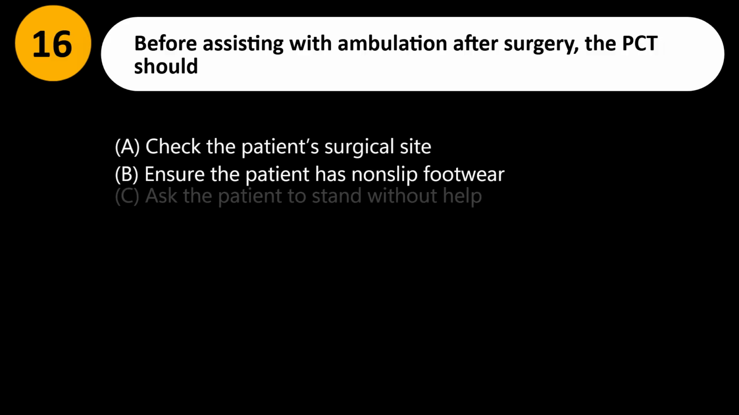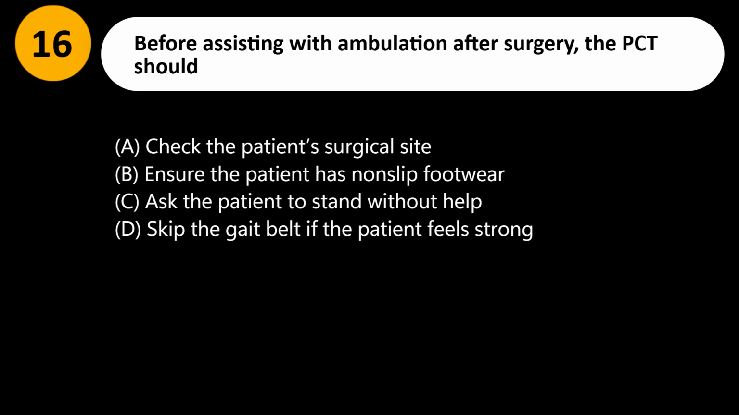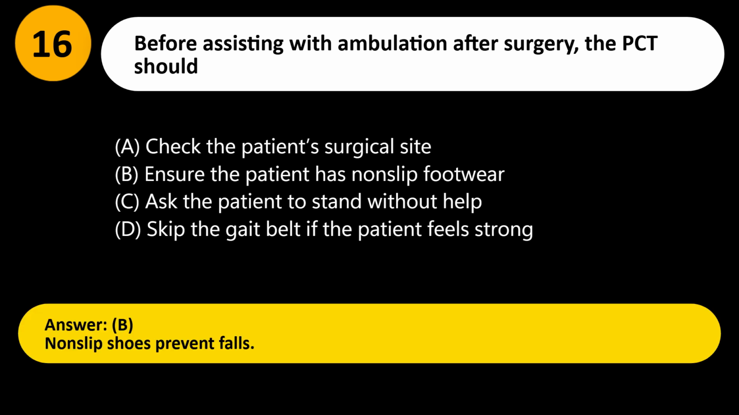Before assisting with ambulation after surgery, the PCT should: A. Check the patient's surgical site. B. Ensure the patient has non-slip footwear. C. Ask the patient to stand without help. D. Skip the gait belt if the patient feels strong. Answer, B. Non-slip shoes prevent falls.